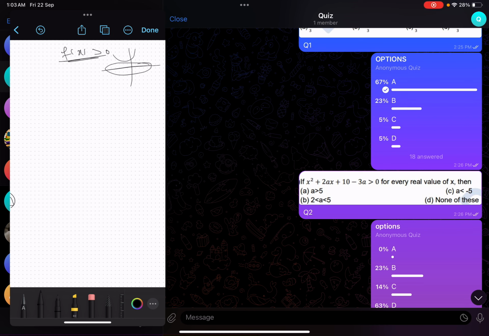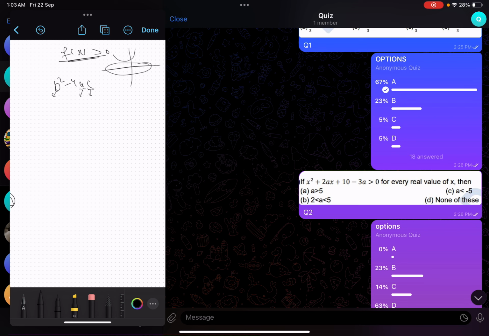So no real roots means what? This is how you link up things to get to what is needed. So the discriminant will be less than 0. Discriminant means b square minus 4ac. Don't take this literally, like a is also there, so you take that a square only, not that. b means the coefficient of x, a is the coefficient of x square, and c is the coefficient of the constant term.